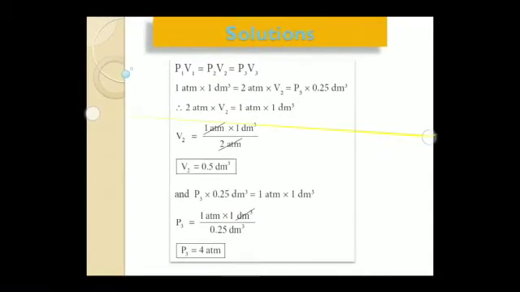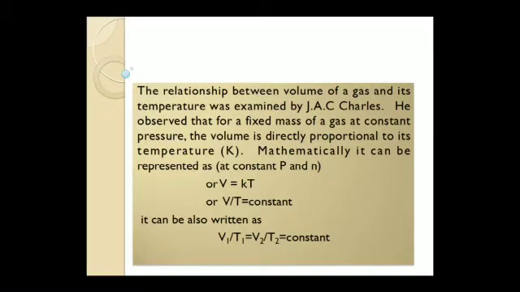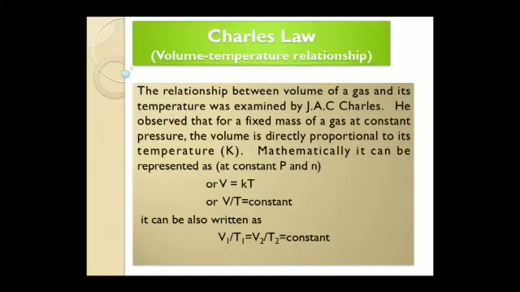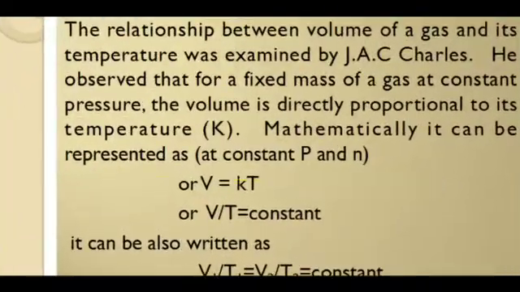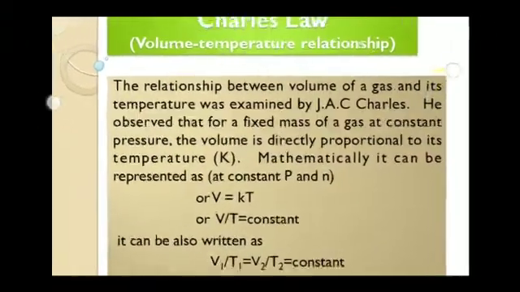Now we calculated the missing parameters V2 and P3 using Boyle's law. In Boyle's law, we compare the pressure and volume. Now we move to Charles law. Here we are comparing the volume and temperature. That is the volume temperature relationship.